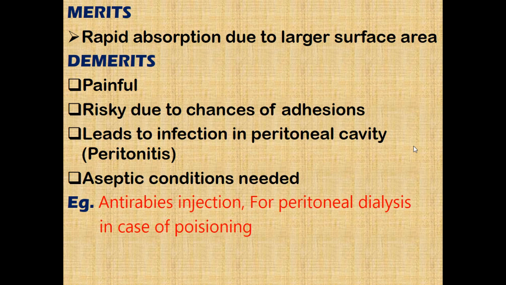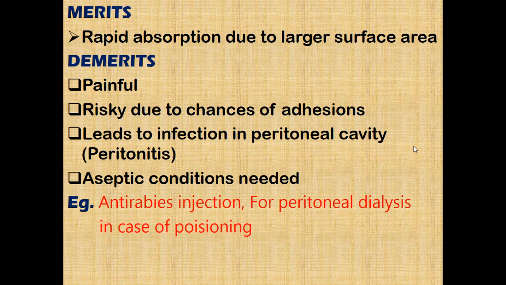And if you are not maintaining proper aseptic condition, or if you are giving repeatedly, then it will cause a peritoneal infection. It's called peritonitis. Because of repeated administration and all, it may cause peritoneal cavity infection. That's why it's called peritonitis. Then aseptic condition is needed. Then what can we give? Anti-rabies injection, for peritoneal dialysis, and in case of any drug poisoning. In these two conditions we can use the intraperitoneal route.